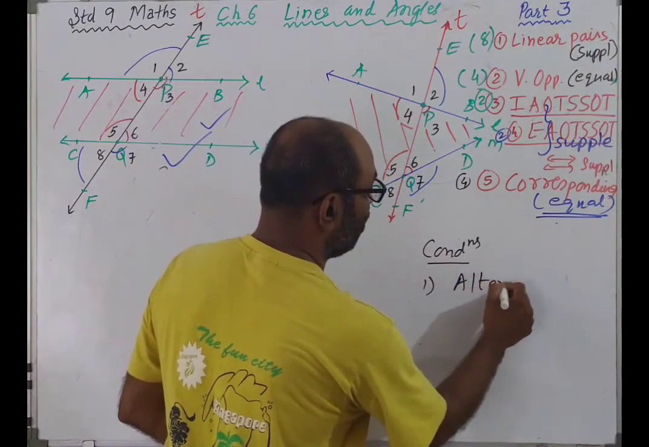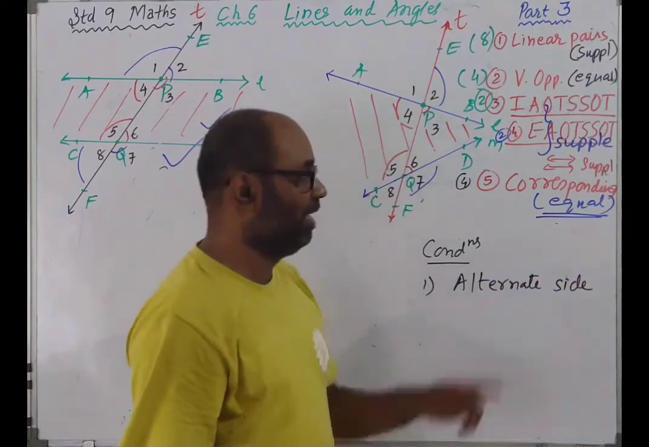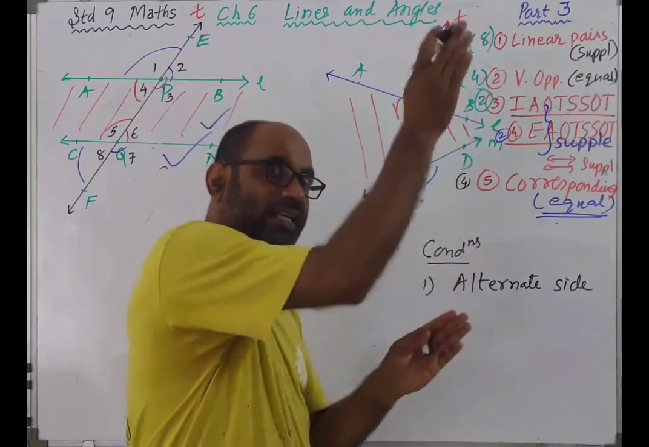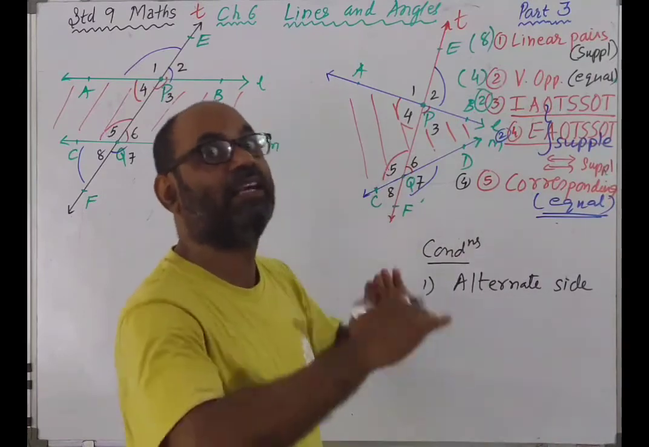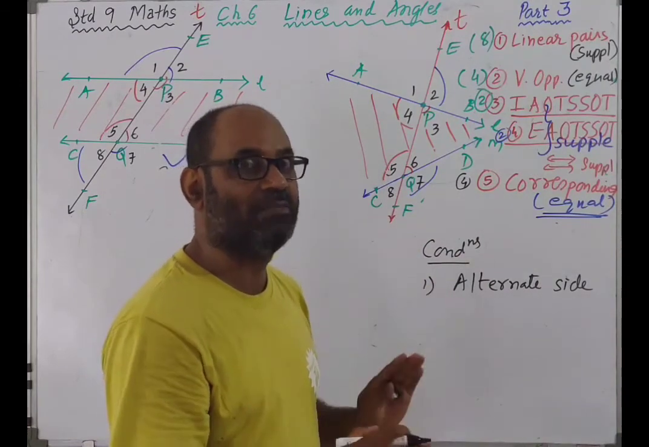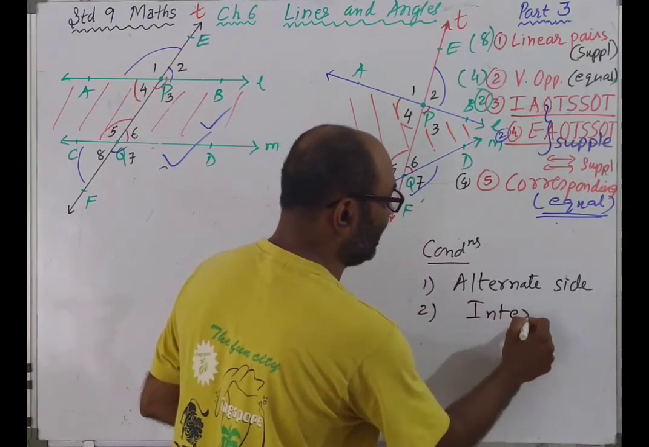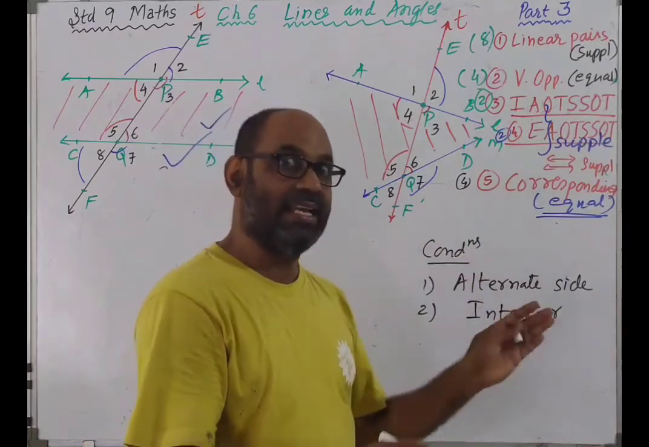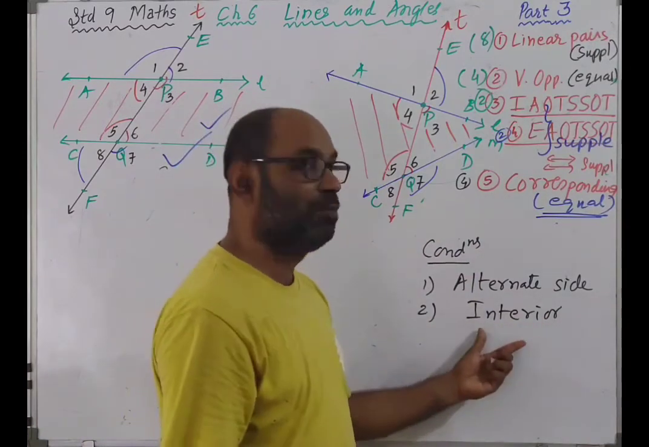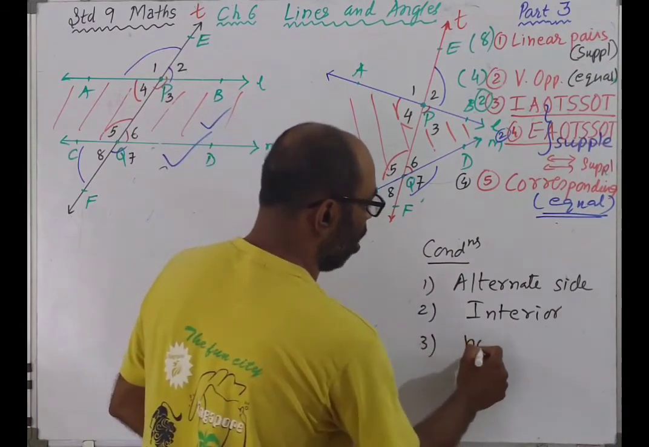alternate side, not on the same side. Alternate side of transversal. हमने देखा corresponding में transversal के same side पे, यहां एक left में तो दूसरा right में, that is alternate side. Not same side means alternate side. Second, there should be interior angles only. हमने corresponding में देखा एक interior एक exterior, but there should be interior angles only. और third, not linear.